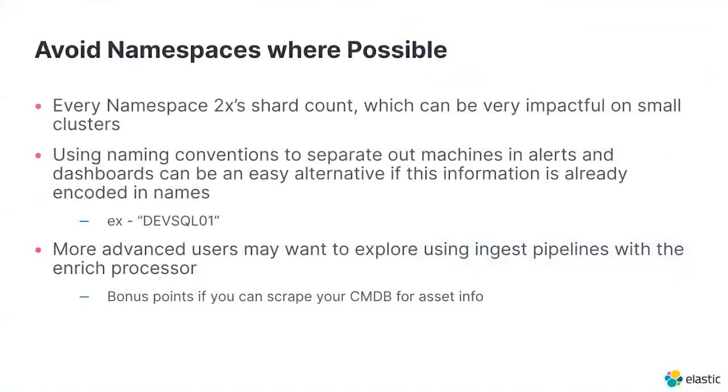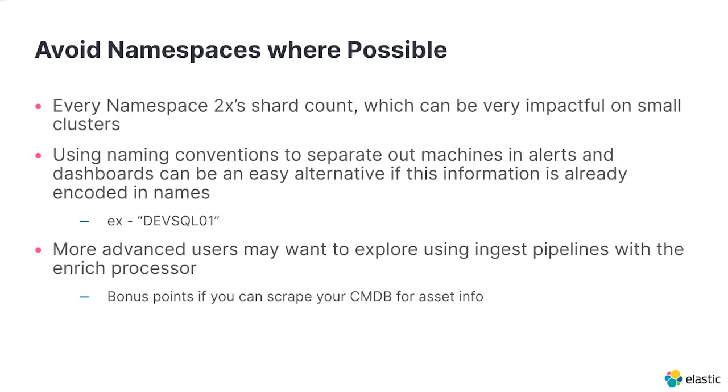The other thing that we learned is that namespaces are kind of problematic, and you should really avoid them where you can. Every time you add an additional namespace to a policy, you're basically 2xing the shard count for the data that you're pulling in. And that's fine on big environments. It's not really going to be impactful. It's unlikely you'll even notice it. But for small clusters, that can be the difference between something that works great and something that crashes.